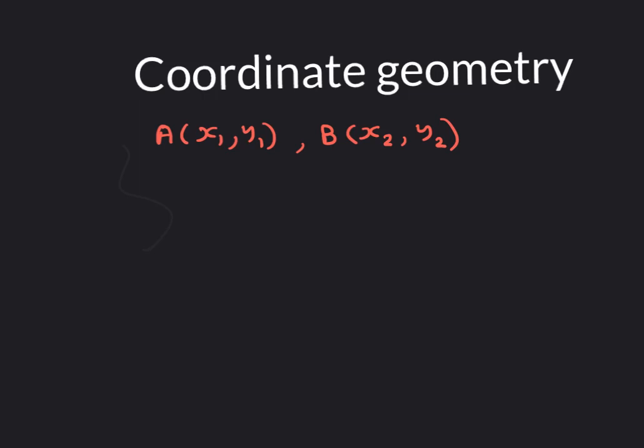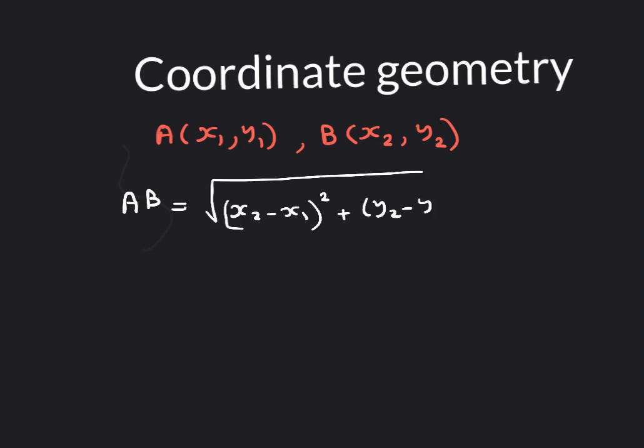Bismillah. In this video, we will revise all the rules for coordinate geometry. If you have 2 points, A and B, on a grid, we can first find the distance between them. AB equals the square root of (x2 minus x1) all squared plus (y2 minus y1) all squared. This is to find the distance between them.